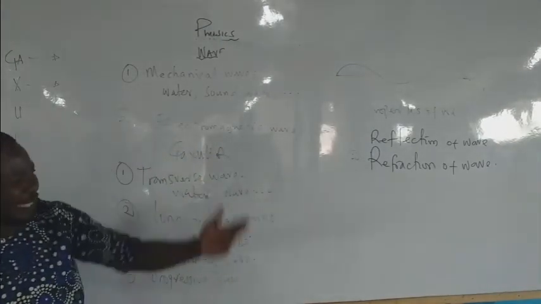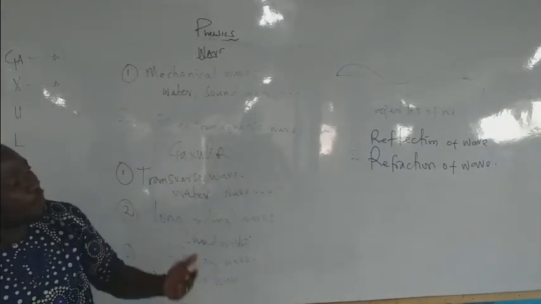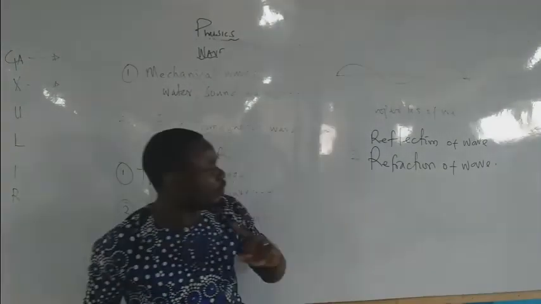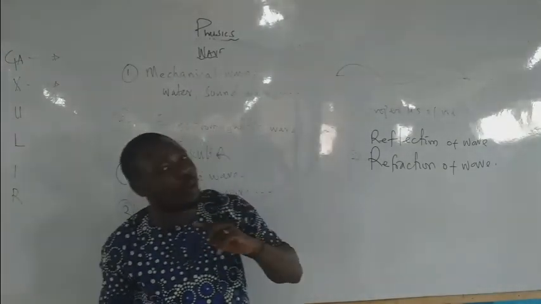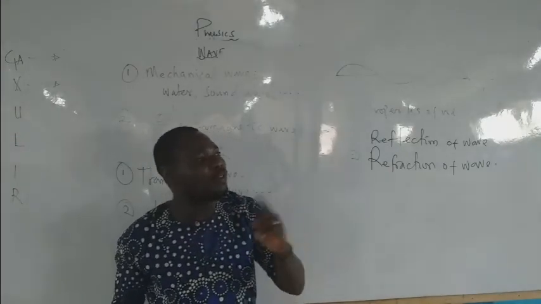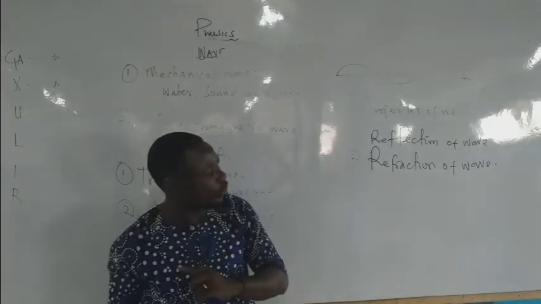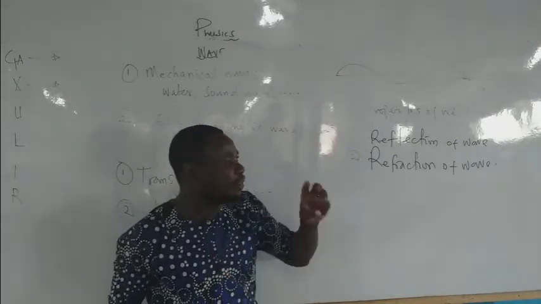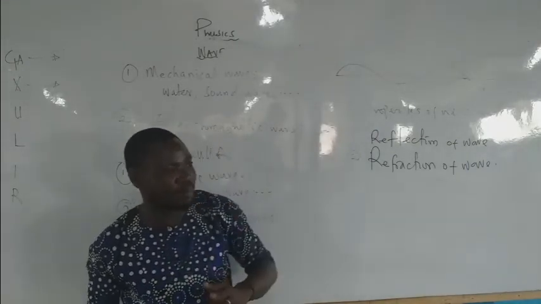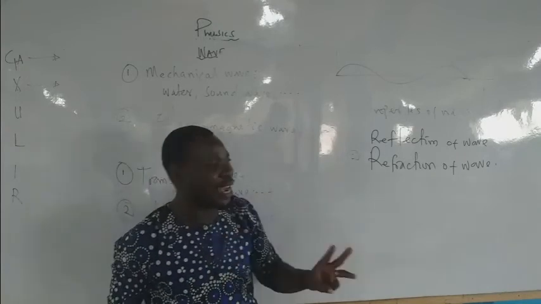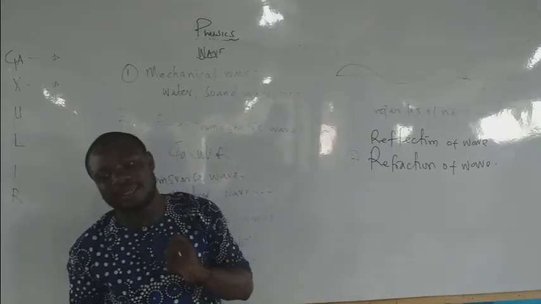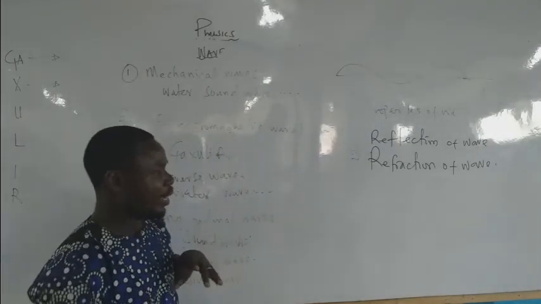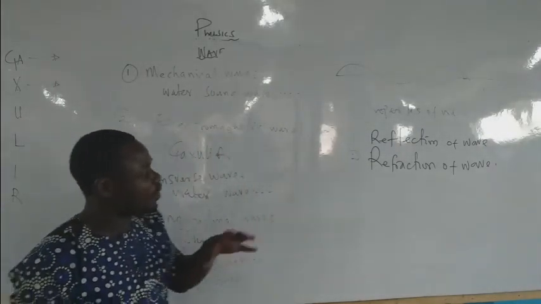Why is it bending? Because, number one, the wavelength of the wave coming from one medium to another is not the same in the two media. Number two, the speed is not the same. Number three, the density is not the same. That is why it refracts. The only factor that is the same is the frequency.